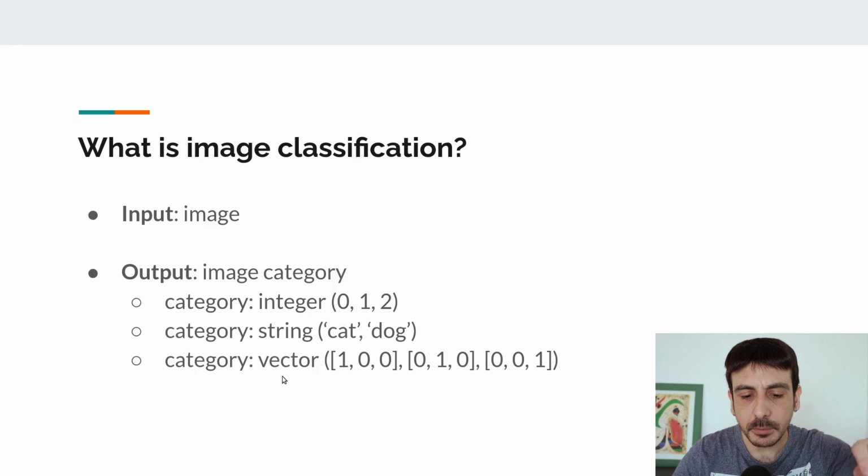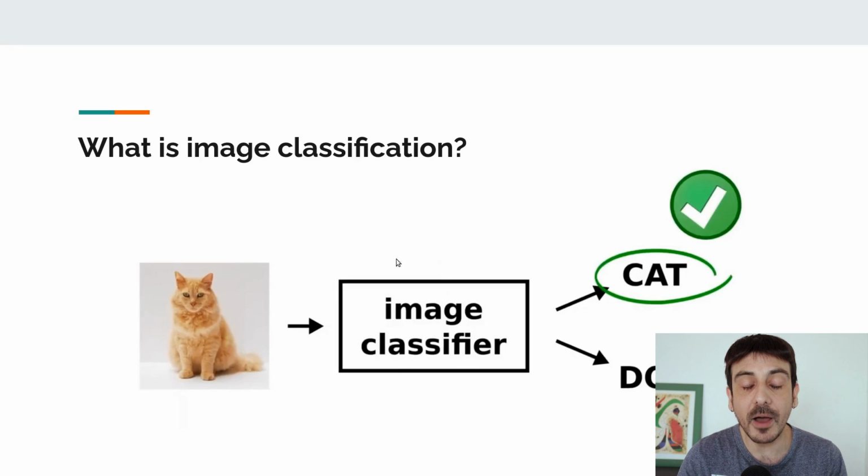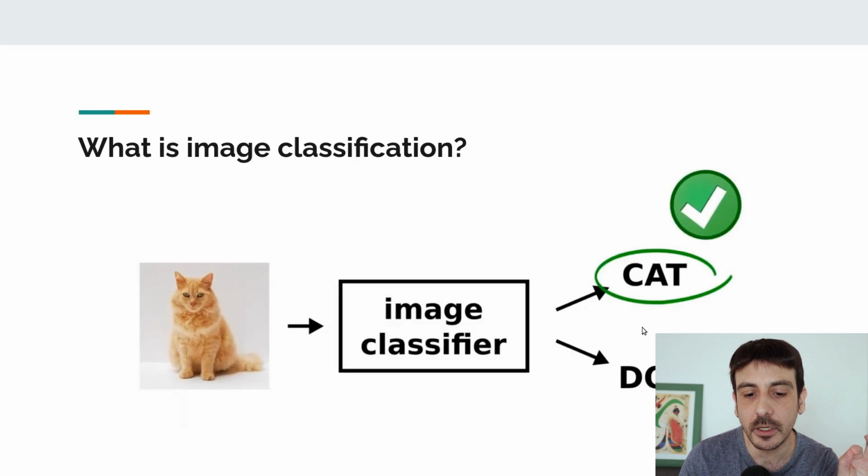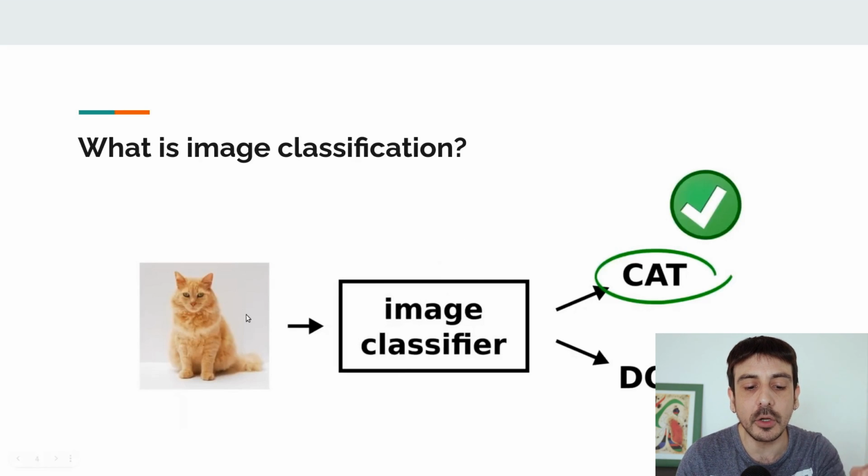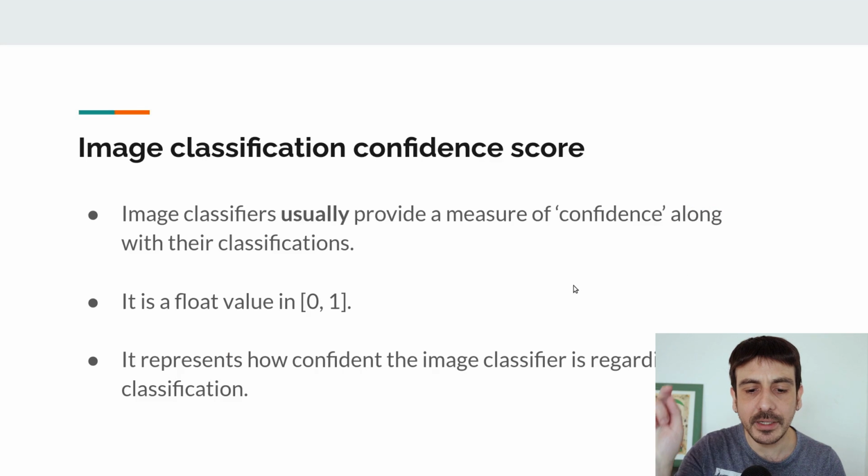But let me give you a very specific example. So here we have a very simple image classifier, and in this case we will be classifying absolutely every single image into one of these 2 predefined categories. This image classifier is going to take an image and is going to categorize this image either as a cat or as a dog. And in this case, this image classifier takes this image of a cat and it returns the category cat, right? This is a very specific example, and now let's continue.